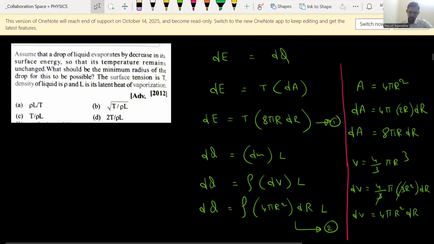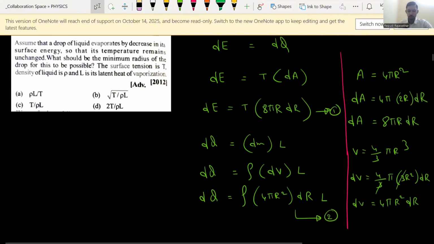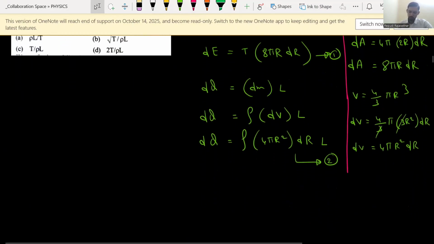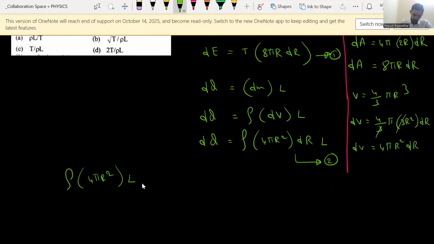Now if you observe, dE value should be equal to dQ only. So just equate equations 1 and 2. If we equate, you can rewrite this equation as rho into 4 pi r square into L into dr, which should be equal to T into 8 pi r dr.